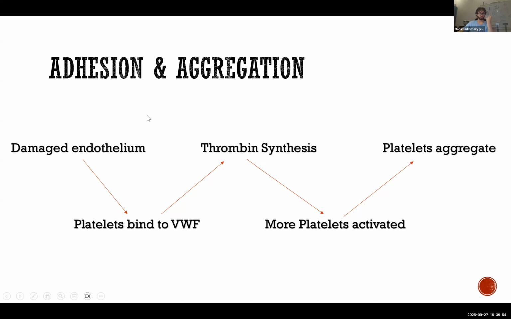So we have a damaged endothelium. The platelets will immediately bind to the place of injury, to the von Willebrand factor. Well, this platelet will realize that on its own, it can't stop the bleeding, so it's going to have to call its friends. How? By secreting thrombin. This thrombin will get more and more platelets to be activated, and then they will aggregate. This is adhesion and aggregation. But don't forget, adhesion is the first step, done by glycoprotein 1b. Aggregation is the second step, done by glycoprotein 2b and 3a.